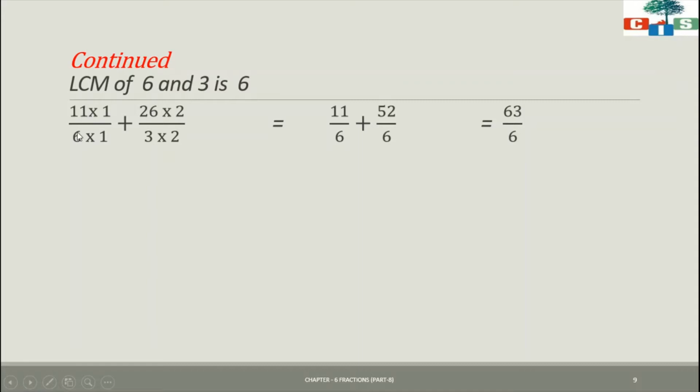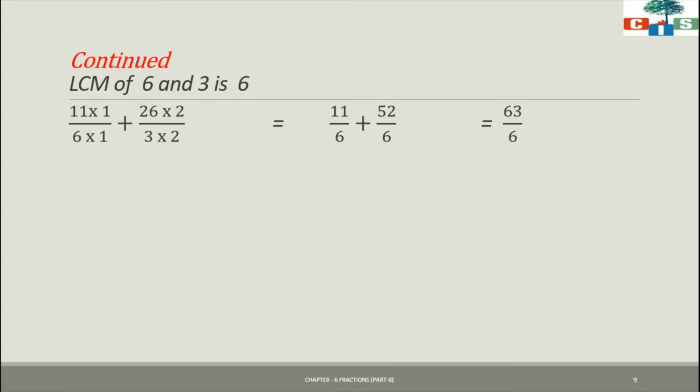So here 11 by 6. We can see that the denominator is already equal to the LCM, so we don't have to do anything; we just multiply numerator and denominator by 1. Now here we have 26 upon 3. With what number do we multiply 3 so that we get 6? Obviously 3 multiplied by 2 gives 6. Since we multiply the denominator by 2, we have to multiply the numerator by 2 as well to get an equivalent fraction.